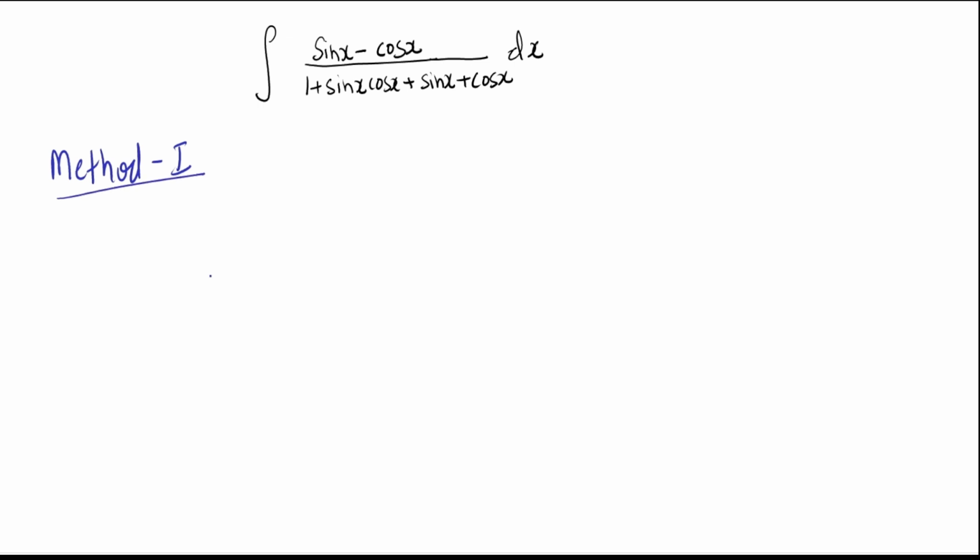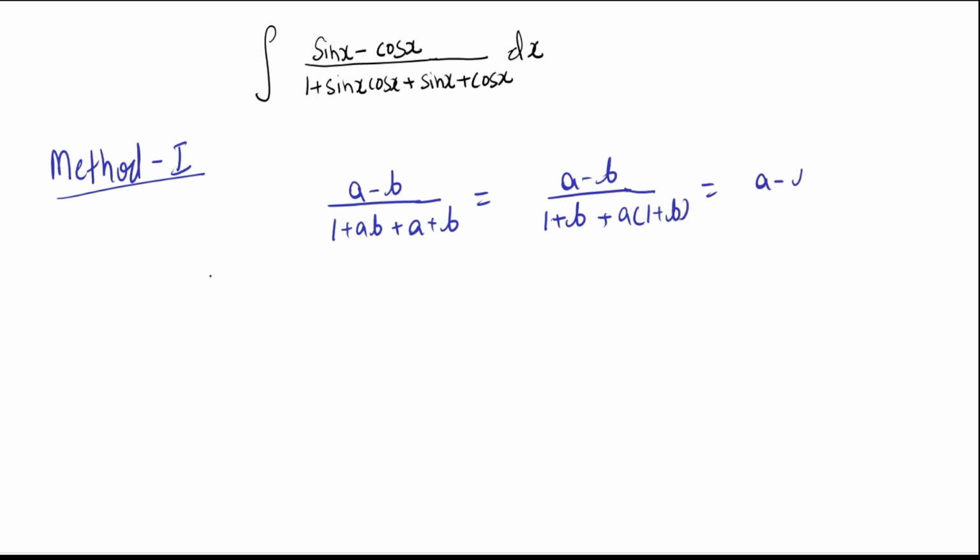So first thing you see here is sin x minus cos x, right? If we think of sin x as a and cos x as b, then this whole expression is basically a minus b over 1 plus ab plus a plus b, right? And this whole thing in the denominator, I can write as 1 plus b plus a times (1 plus b), right? And this is basically getting reduced to a minus b over (1 plus a) into (1 plus b), right?